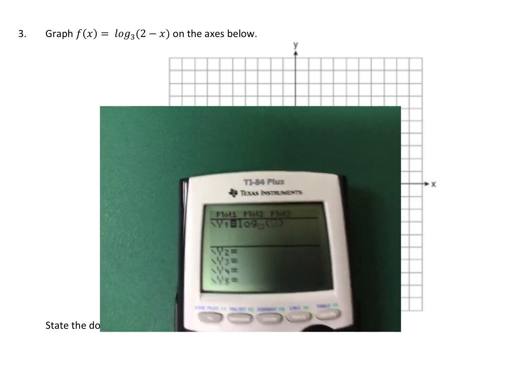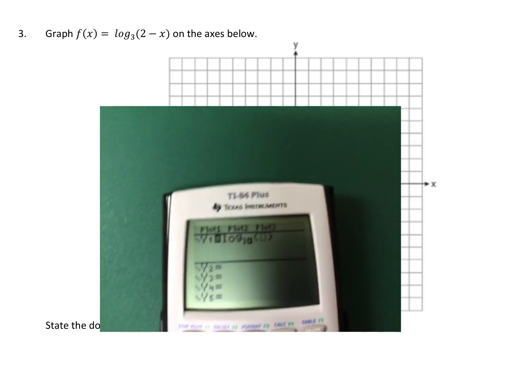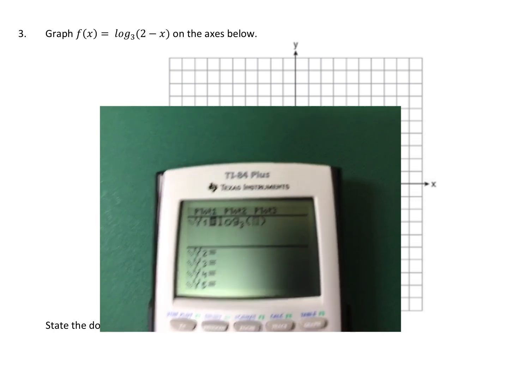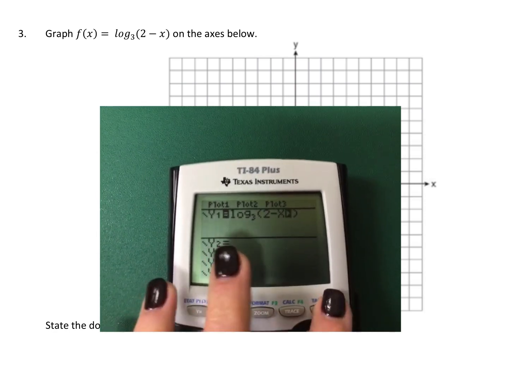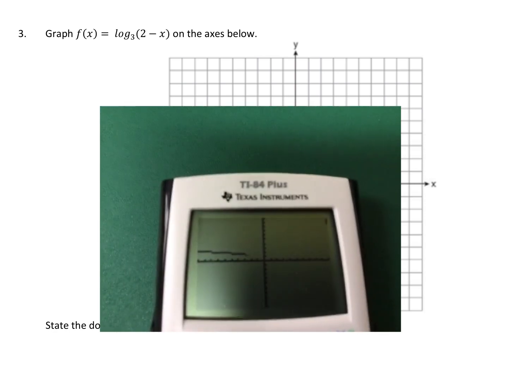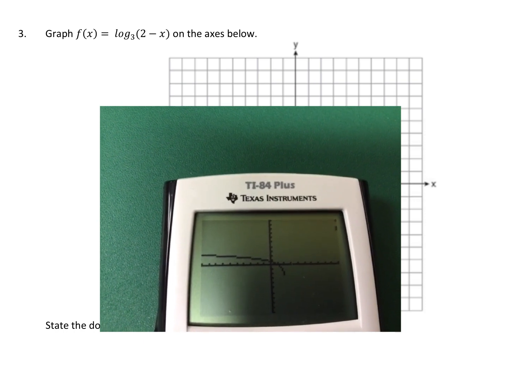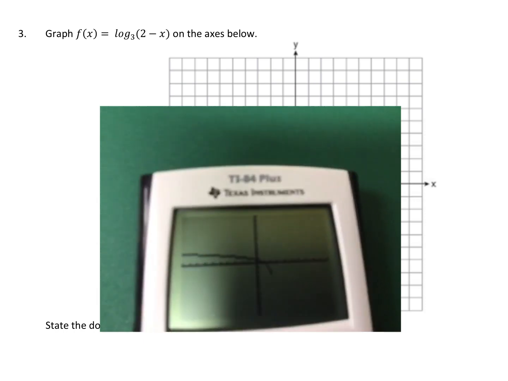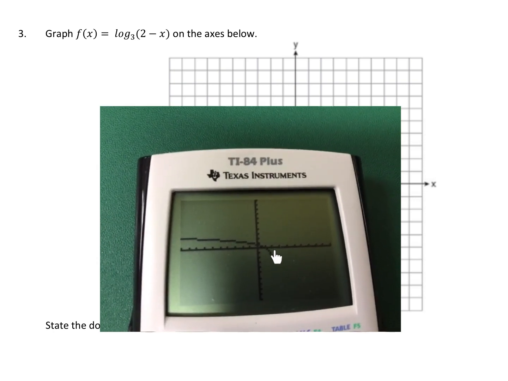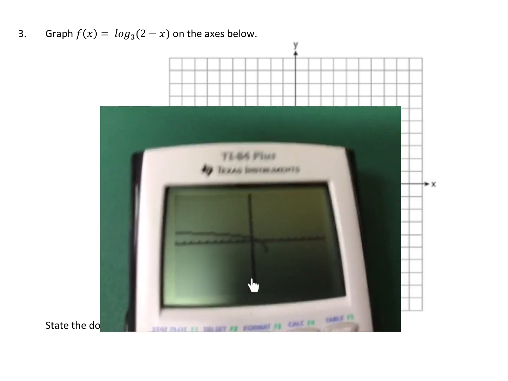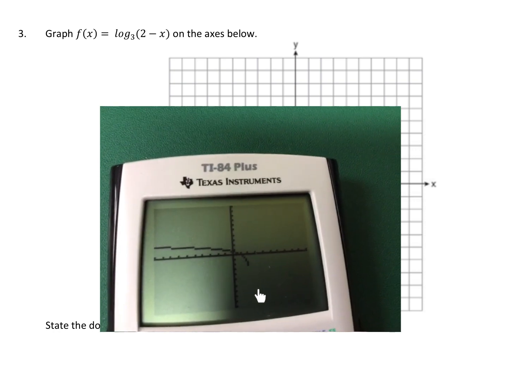We can see the base is 3, and then in parentheses, I'm going to plug in 2 minus x, and you can hit graph. You can see what the graph looks like. Okay, so this is what our graph looks like. Now, it almost appears like it stops right here, but it doesn't. We know that it's going to keep going and going and going.